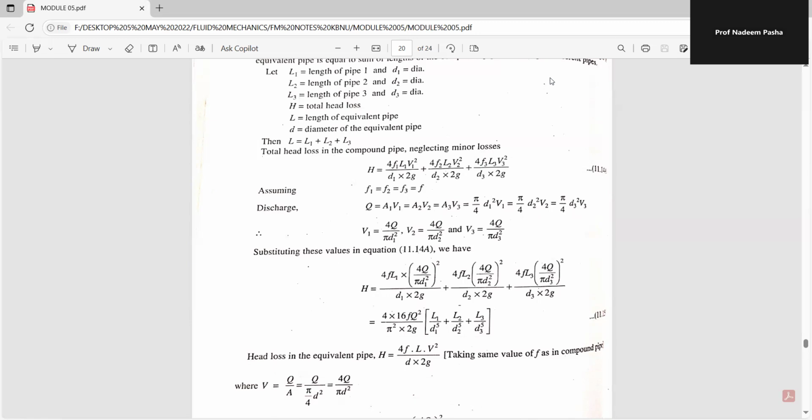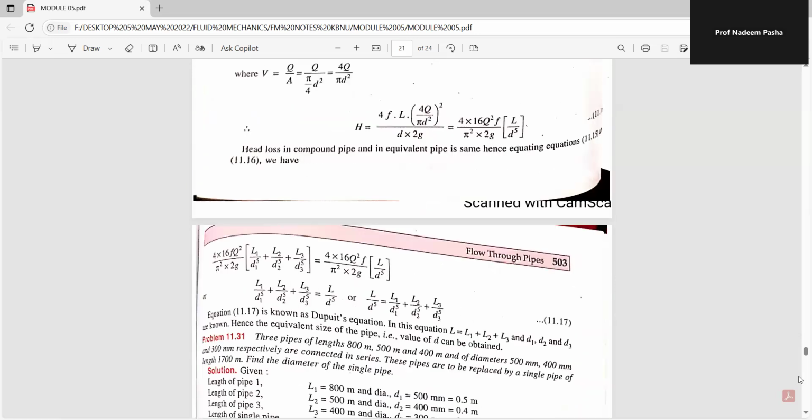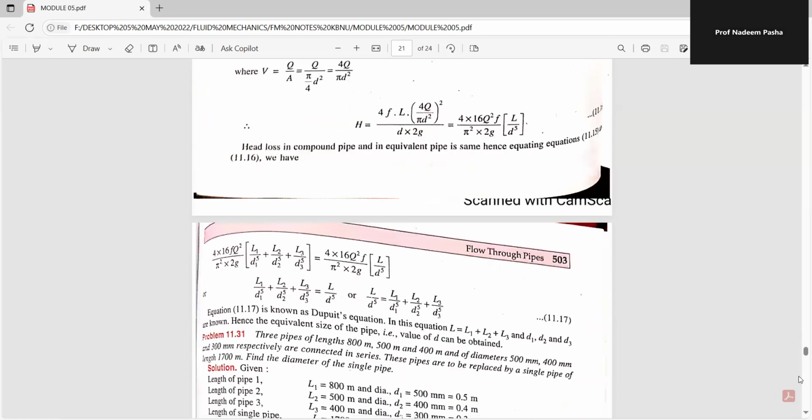The head loss in the equivalent pipe is H equal to 4 F L V square by D into 2g, taking the same value of F as in the compound pipe, where V is equal to discharge by area, Q by pi by 4 D square, so it comes out to be 4Q by pi D square. Now H will become 4 F L into 4Q divided by pi D square, whole squared, divided by D into 2g. If you simplify it, it becomes 4 into 16 Q square F into L divided by pi square into 2g D raised to 5.